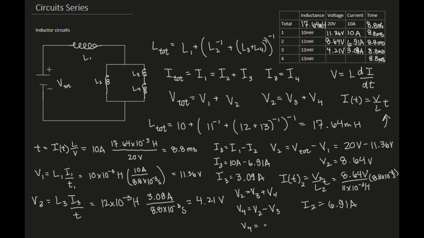Which is going to give me V4 equaling 8.64 volts minus the 4.21 volts. The table really helps organize all the data, right, because we're dealing with a lot of numbers here. I get something like 4.43 volts. I'm going to leave a little bit of room down here to calculate the final current. Actually, I don't need to calculate anything, remembering that I3 equals I4, right? So this is also 3.09 amps, and I'm done. And again, if there are some minor discrepancies, it's because of rounding errors. We're dealing with very small numbers.